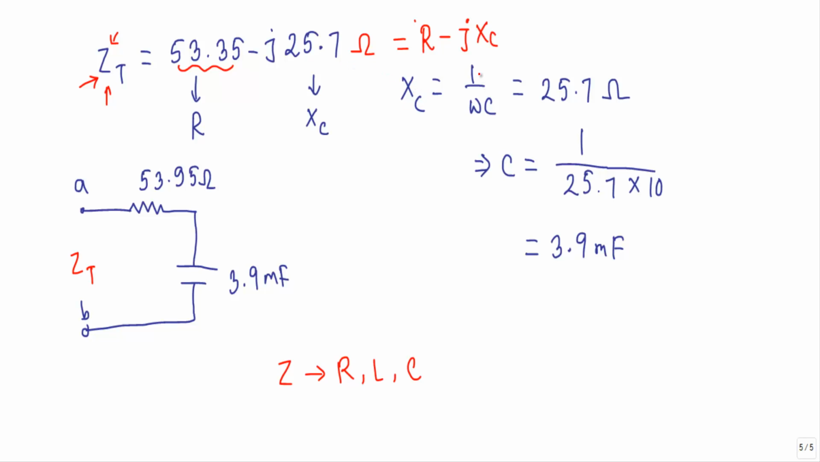Here XC is equal to 1 by omega C. Omega is equal to 10. If I put the value of omega here, I will get C equal to 3.9 millifarad, and this indicates that I can represent the entire network with a resistance of 53.95 ohm and a capacitance of 3.9 millifarad. So this is our equivalent impedance, and we can replace the entire network with a resistance of value 53.95 and a capacitance of 3.9 millifarad in series.